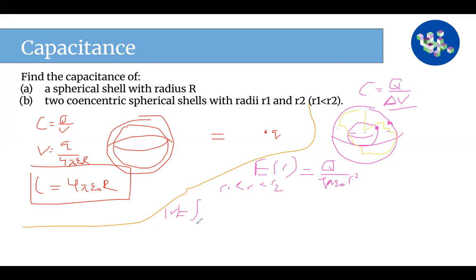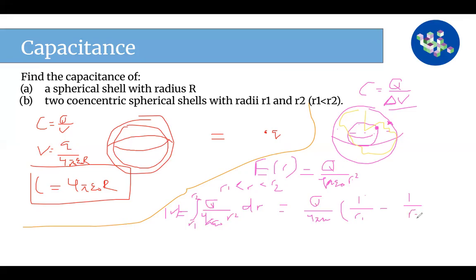So from radius R1 to radius R2, the integral of Q over 4 pi epsilon 0 times R squared dr. What does that equal to? Once you work out the integral, you'll find it's equal to Q over 4 pi epsilon 0, times 1 over R1 minus 1 over R2.